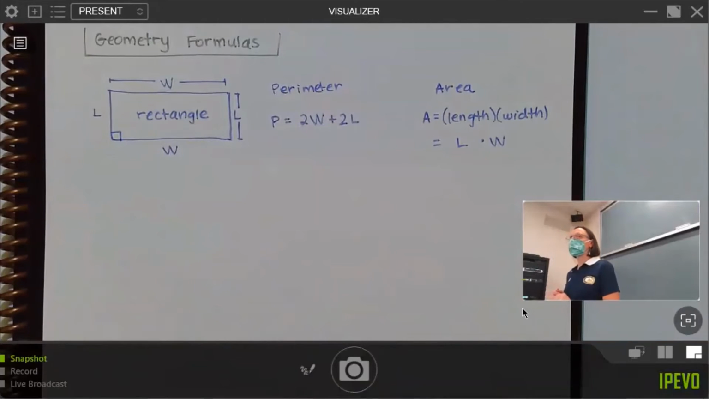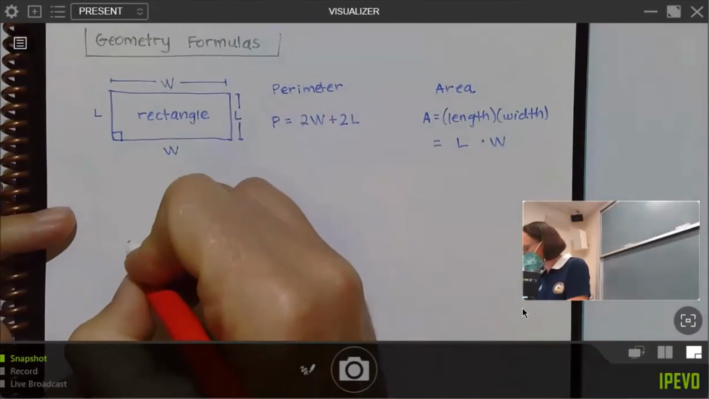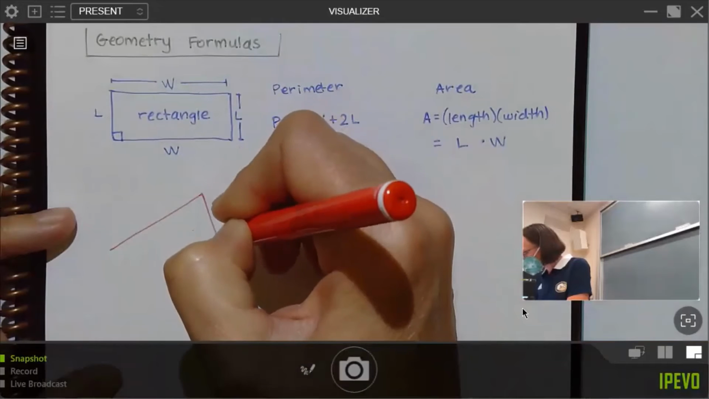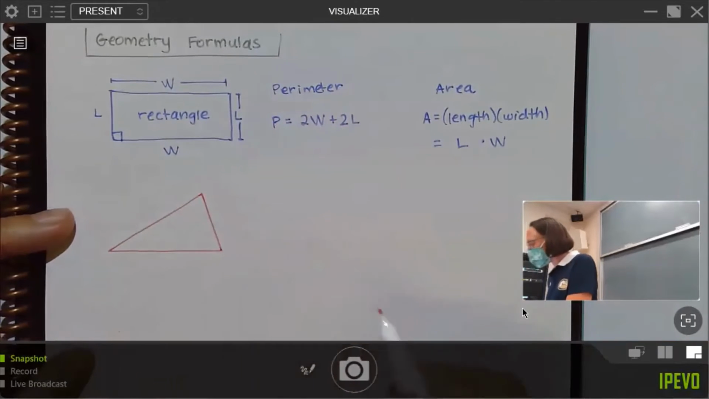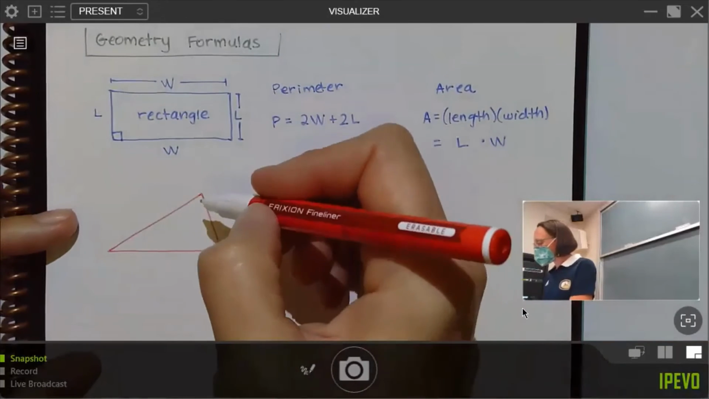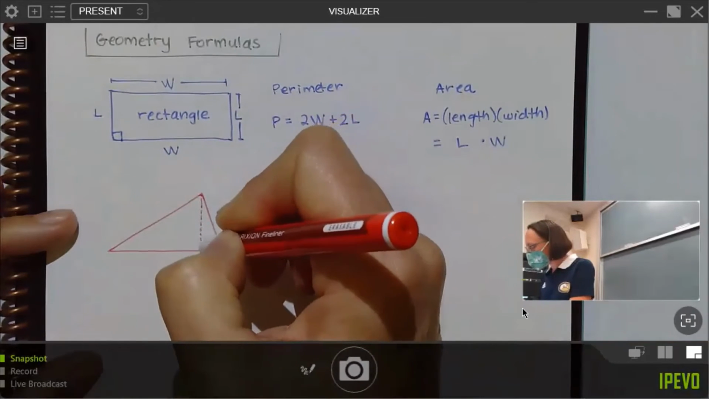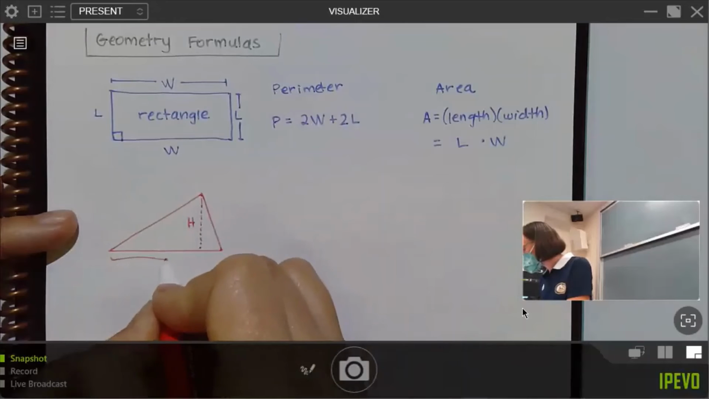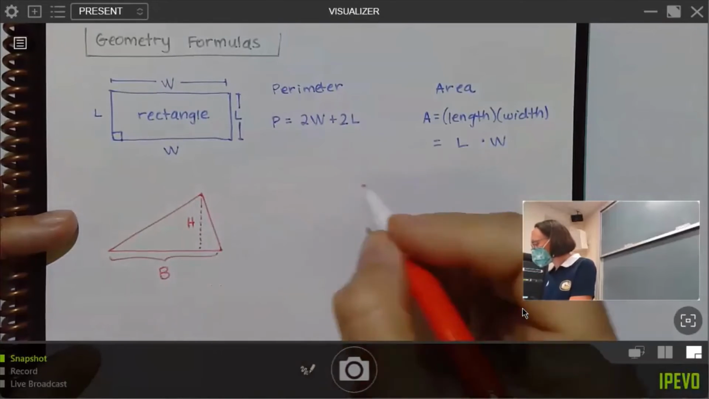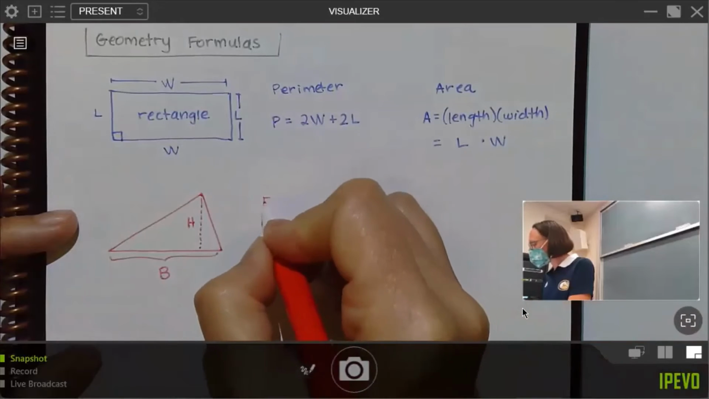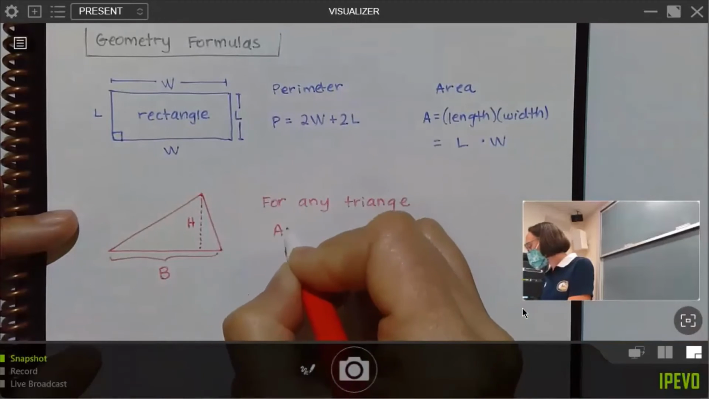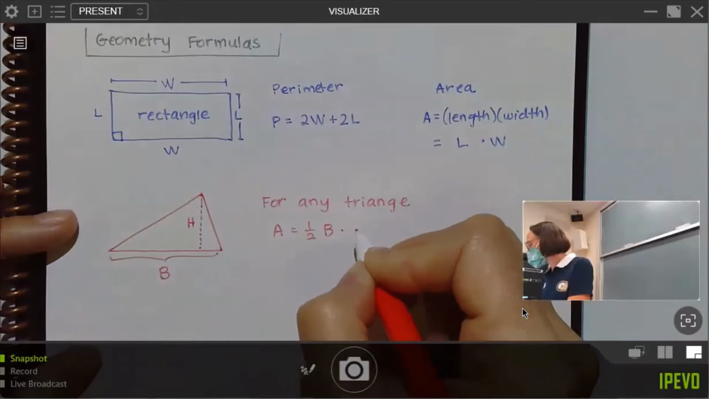We're also going to work with triangles, and there are different vocabulary words that we can associate with triangles. No matter what the shape of the triangle is, and I'm trying to make this not look particularly regular in any way, but no matter what the shape of a triangle is, the height and the base are what give me the area. So for any triangle, the area is equal to 1/2 the base times the height.